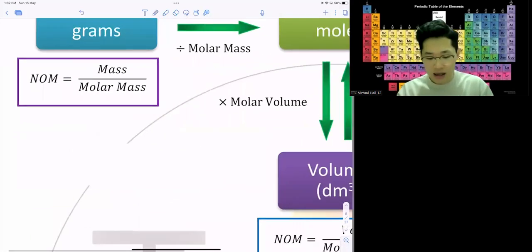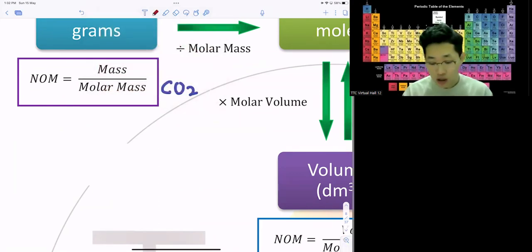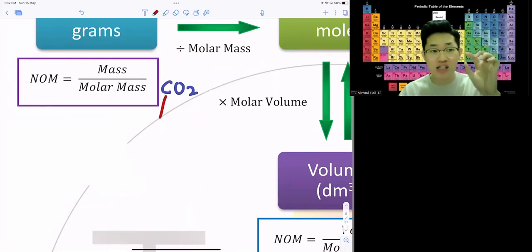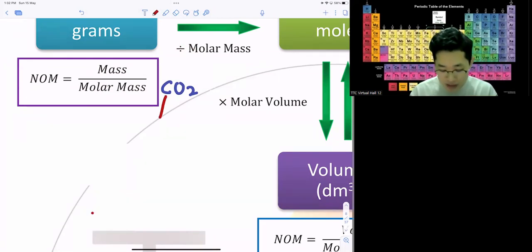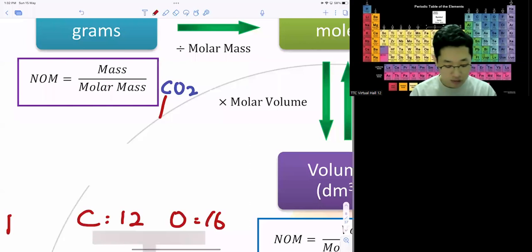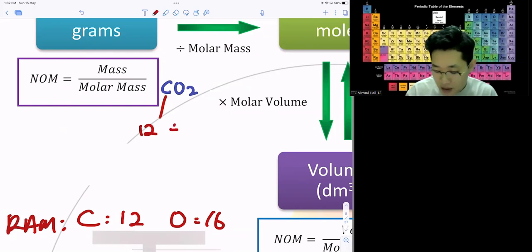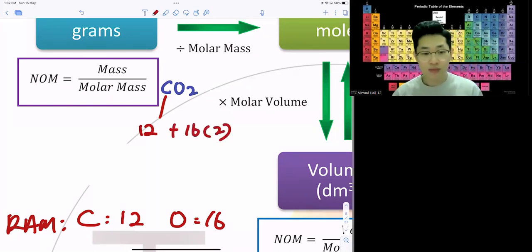What is molar mass? Molar mass is the mass of the chemical substance. For example, CO2. If you want to find the molar mass of CO2, the question will give you the mass of each element. For example, C is equal to 12, O is equal to 16. All you have to do is add them up. Molar mass is actually RAM. We just add them up together: 12 plus 16 times 2. Like that. Is that okay?